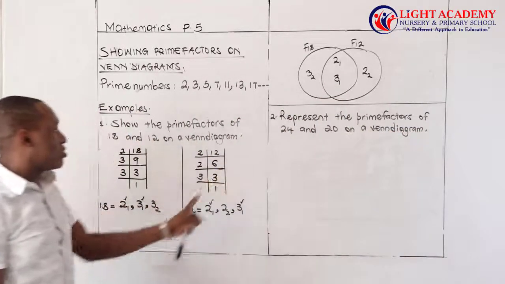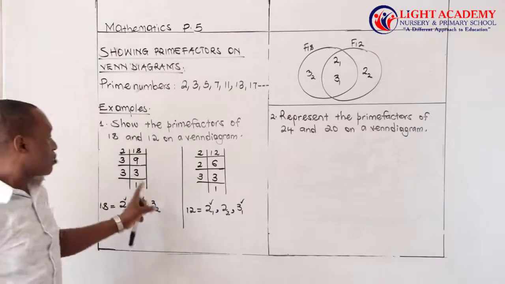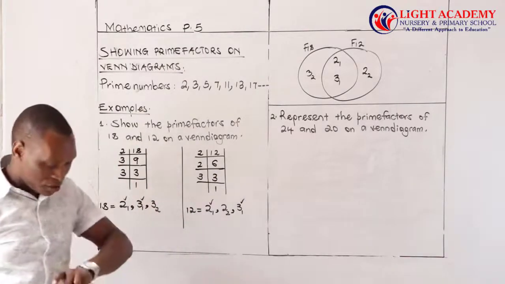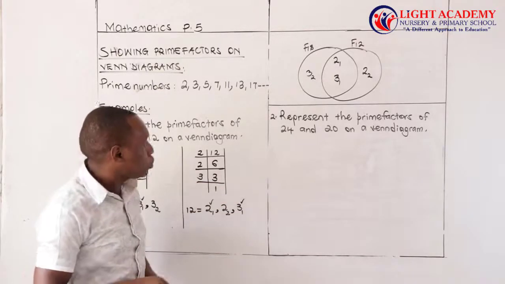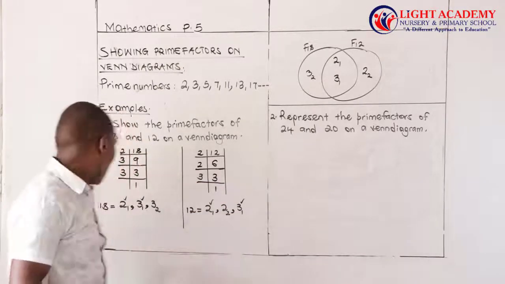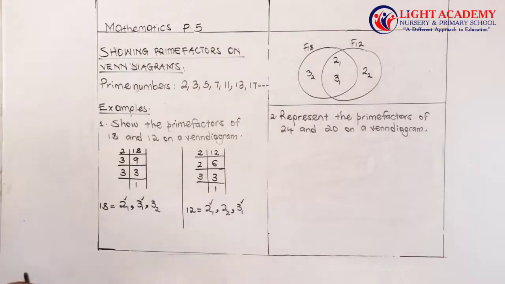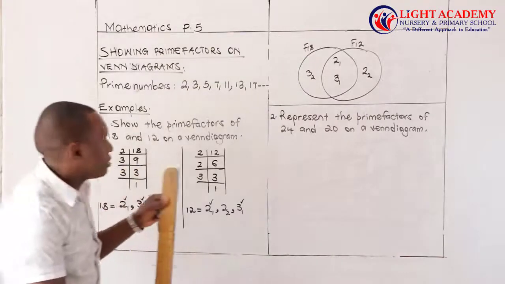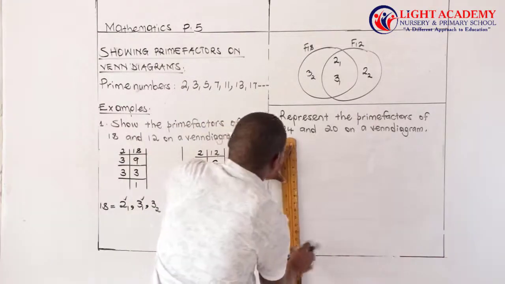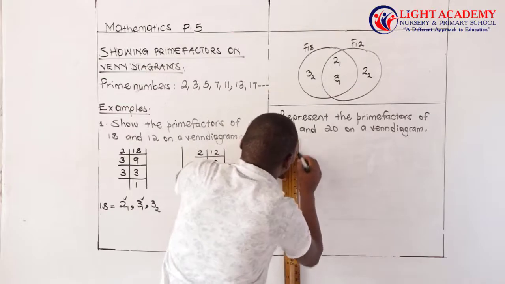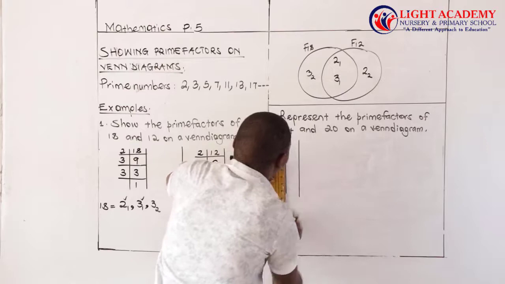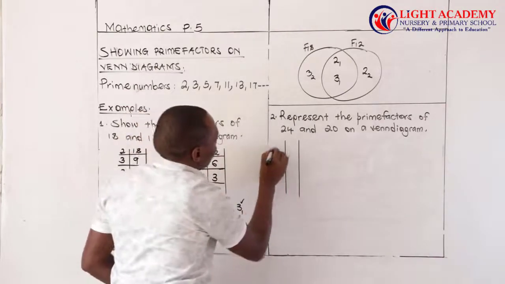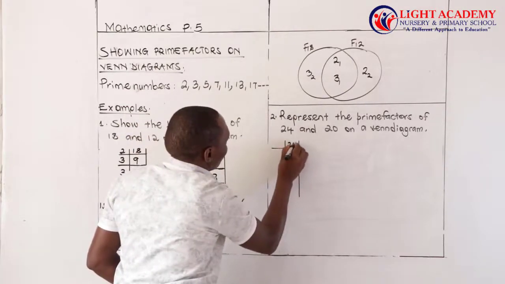So the question is almost the same as what we've done in the first question, but what has changed are the numbers. So what are we supposed to do before we draw the Venn diagram? We shall go get the prime factors of these two numbers. In the first place, getting the prime factors of 24, just draw up a ladder. Represent our number 24, which is here.